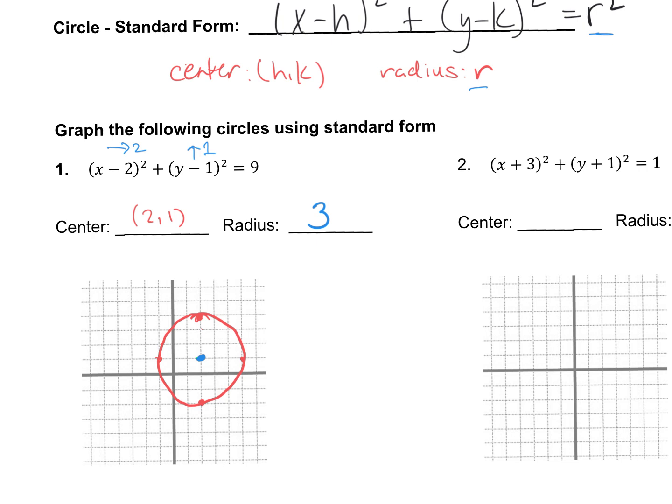Okay, and then just kind of thinking about your radius, it's from here to here. That's that 3. Okay. This next one is an Okay. All right, let's go to the next one.